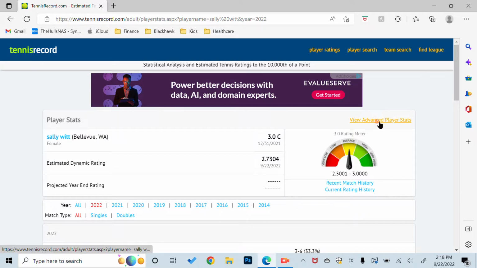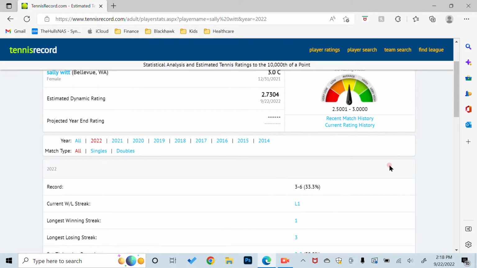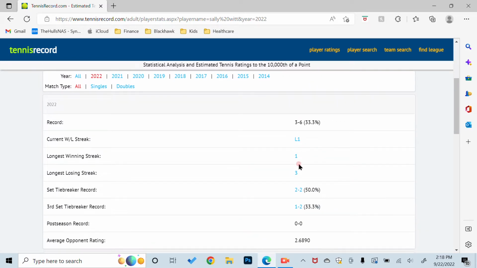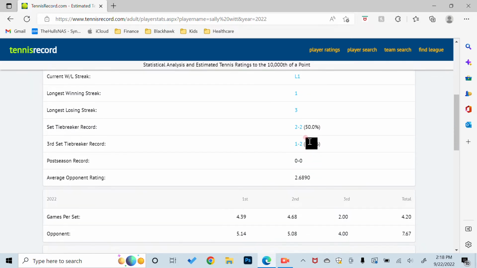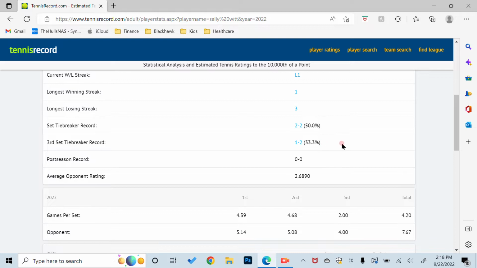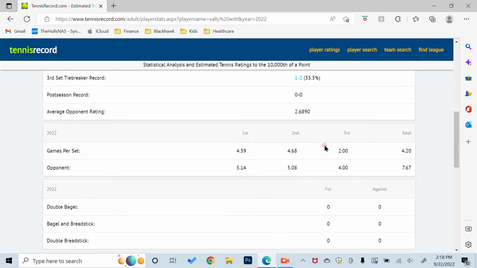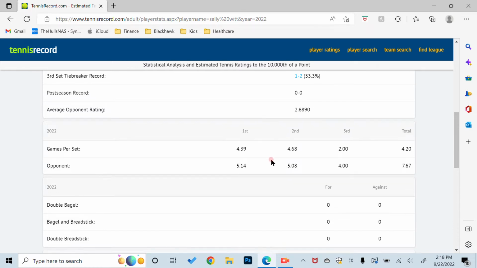So taking a look at the view advanced player stats, it's just kind of fun to take a look at their overall records, their winning streaks, their losing streaks, how many tie breaks they've won. Again, it could be useful if you're going to be playing against somebody, especially in sectionals or nationals, to take a look at those teams and see how they do in the tie breaks.